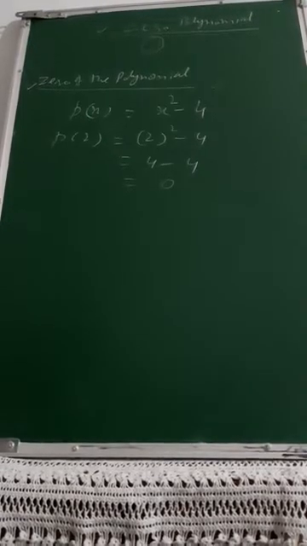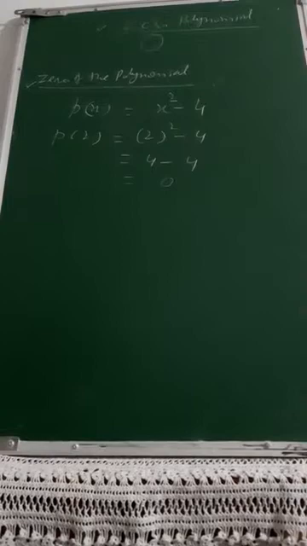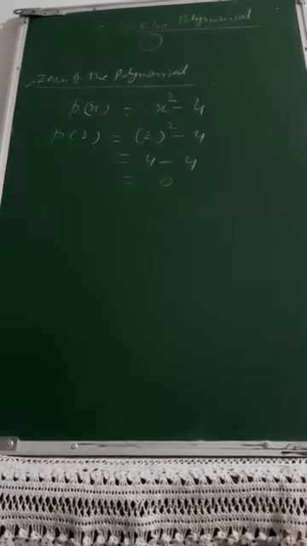If the degree is 3, 3 zeros are possible. If the degree is 4 and so on, 4 zeros are possible. So with degree 2, it may or may not have 2, but the maximum is 2. Remember this. It depends upon the power. Power 1, 1 zero is possible; 2, 2 zeros; 3, 3 zeros; 4, 4 zeros, and so on.